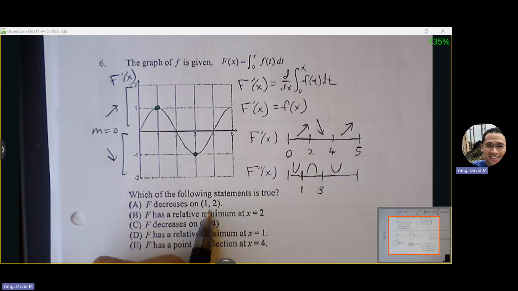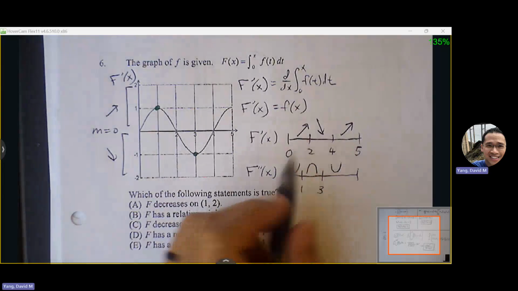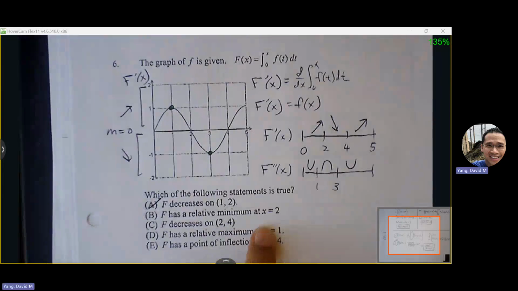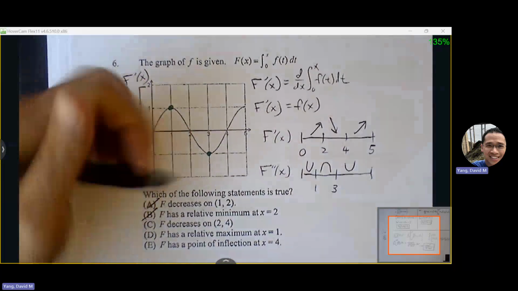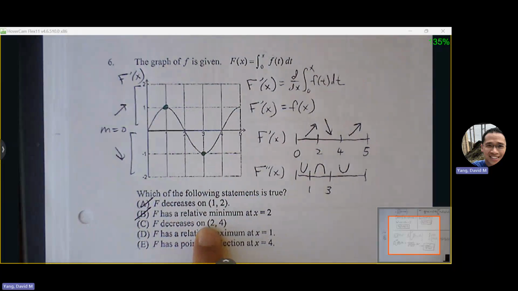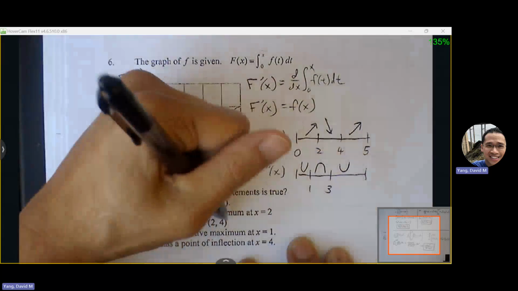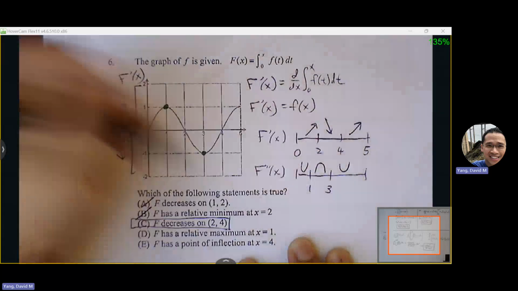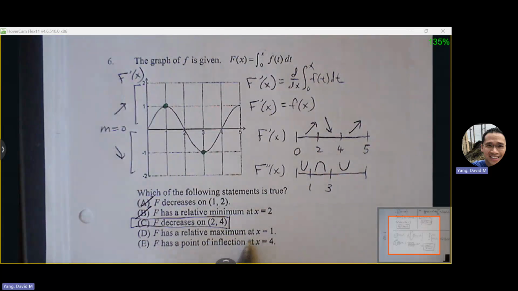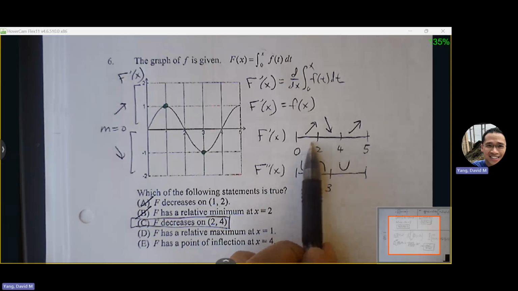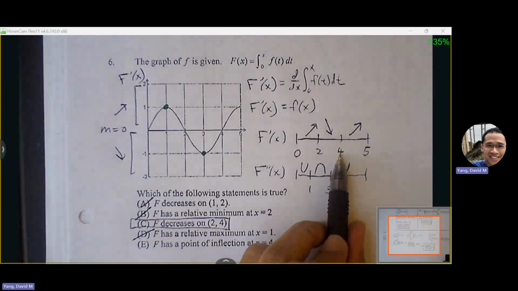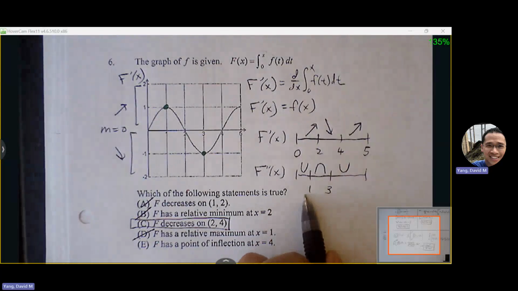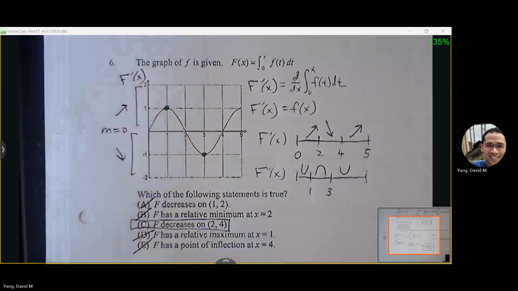Is F decreasing from 1 to 2? That's definitely false. Is there a relative minimum at x equals 2? No, that's false as well. F of x is decreasing from 2 to 4. Yes, this is true. But let's just go ahead and check the other ones. F has a relative max at x equals 1. There's a point of inflection, but there's no relative max. That's out. Point of inflection at 4. There's a relative min, but points of inflection are 1 and 3, so that's not quite right either.